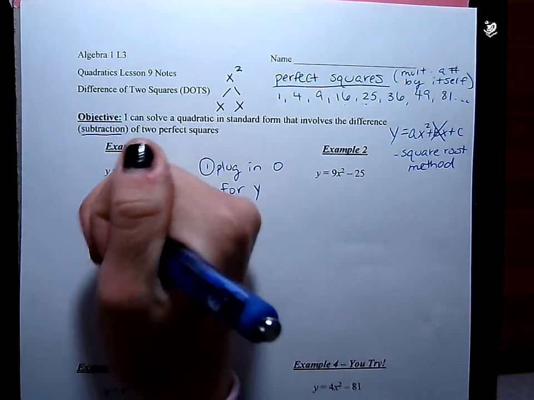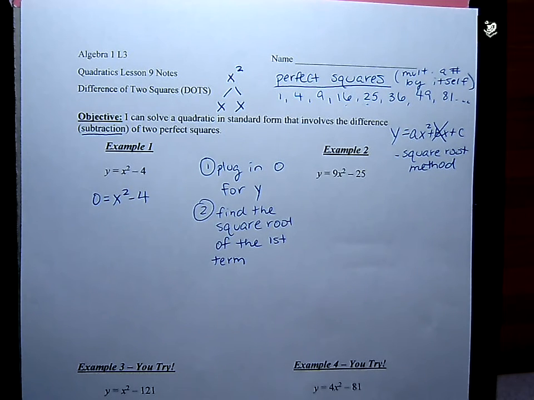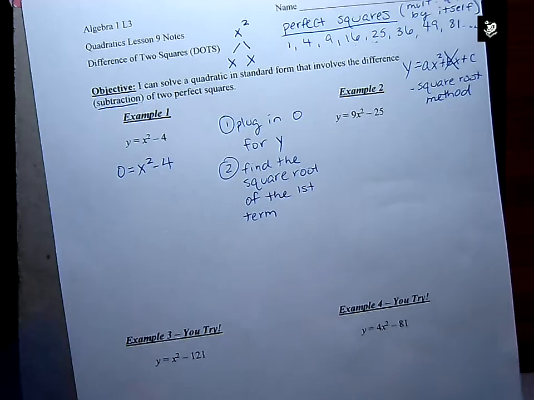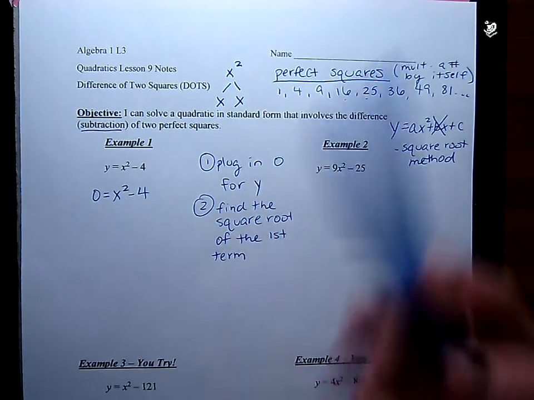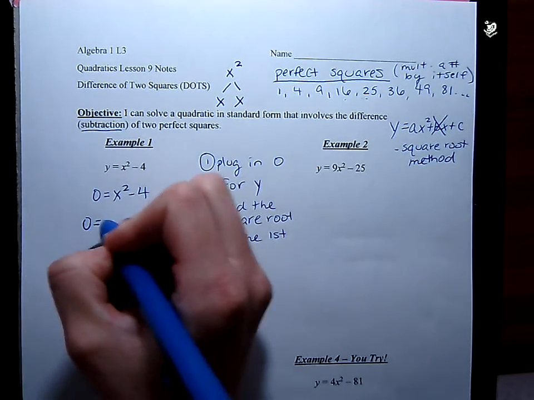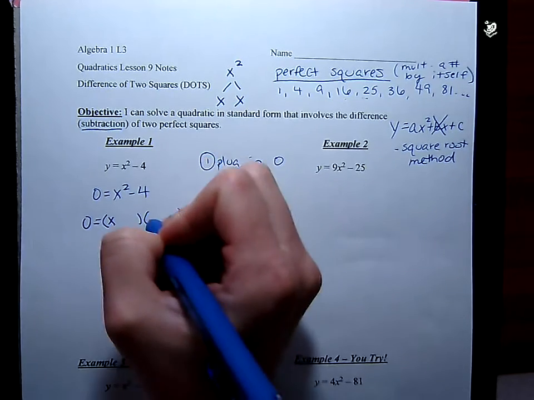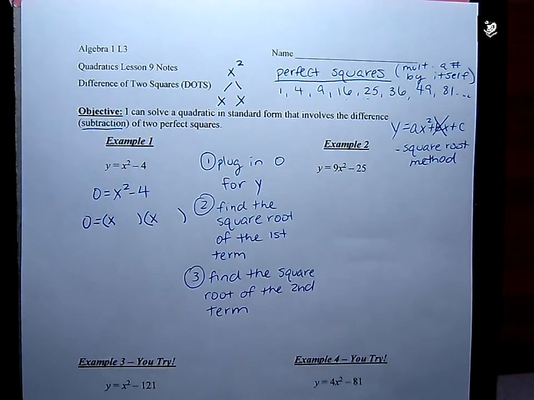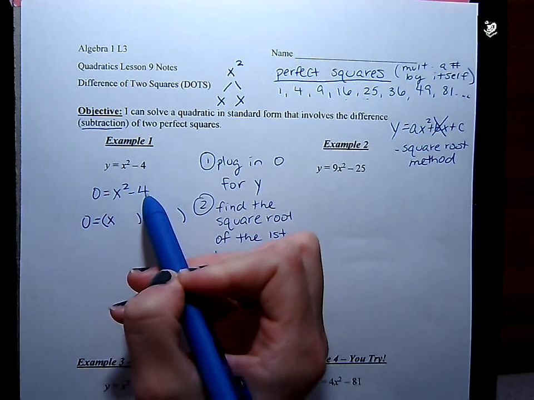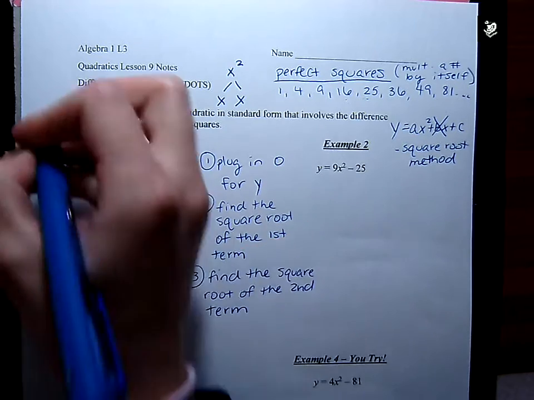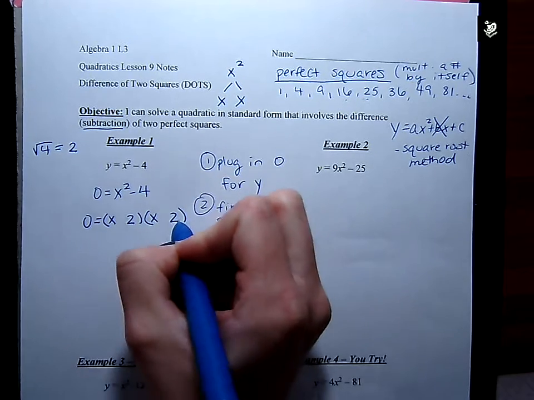So step 1 is to plug in 0 for y. Step 2 is we're going to find the square root of the first term. And the first term is x squared. So I just said x squared can actually be broken down into x and x. So we're going to put our 0, we're going to put our two bubbles, and we are going to put x and x into the front of each bubble. Next, we're going to find the square root of the second term. Well, the second term is 4, and we're going to take the square root of 4. The square root of 4 is 2, so that's going to go into each of our bubbles.